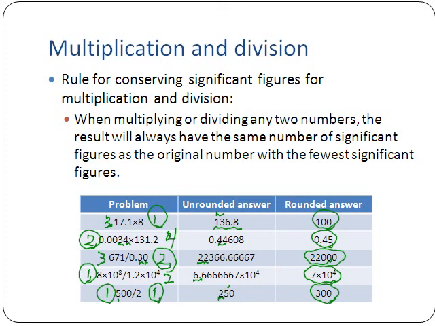It wouldn't give you anything that's anywhere close to 250. And so to make sure our rounded answer is correct, we have 300. That's the one that has the correct number of significant figures.